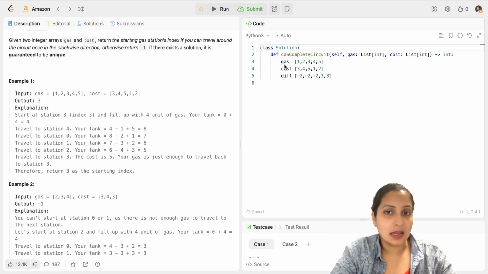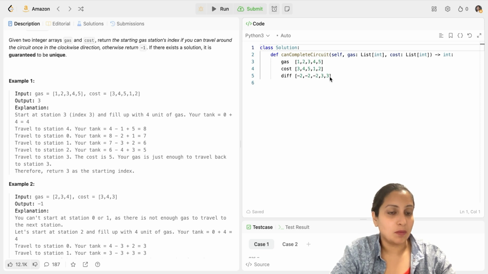So we have a gas array here, 1, 2, 3, 4, 5. And we have a cost array here, 3, 4, 5, 1, 2. So your starting index should be such that you don't run out of gas, which is possible only if gas minus cost is positive, right? So I have a difference array where I subtract corresponding elements here. So 1 minus 3 is -2. That means that if you start from this index, at that time, your cost is 3, your gas is 1. So 1 minus 3 is -2, that is you're 2 short, okay? Then 2 minus 4 is -2, 3 minus 5 is -2, 4 minus 1 is 3, first positive, and 5 minus 2 is 3.